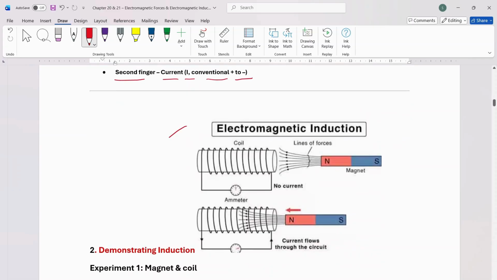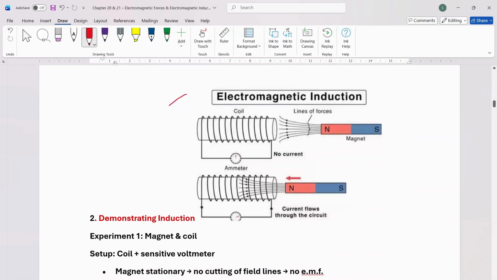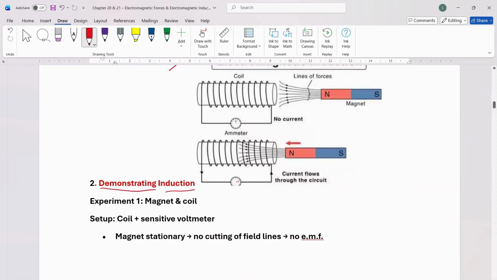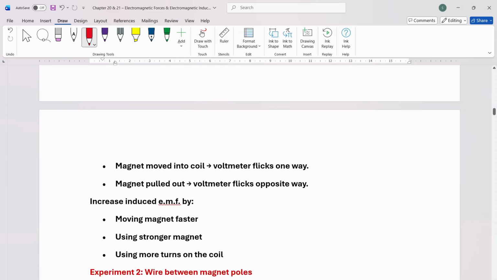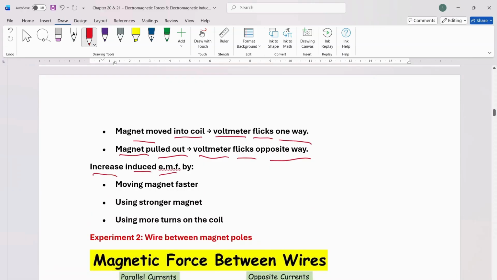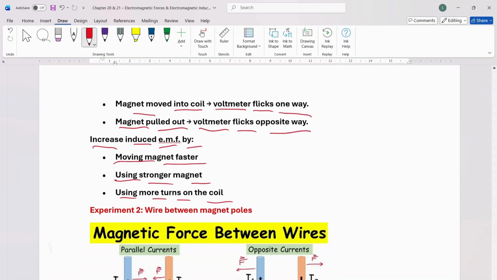Now let's see electromagnetic induction. This is demonstrating induction. Experiment number 1, magnet and coil. Set up a coil plus a sensitive voltmeter. The magnet is stationary, so no cutting of the field lines, no EMF. If the magnet is moved into the coil, the voltmeter flicks one way. Magnet pulled out, the voltmeter flicks the opposite way. Increase induced EMF by moving the magnet faster, using a stronger magnet, or using more turns on the coil.